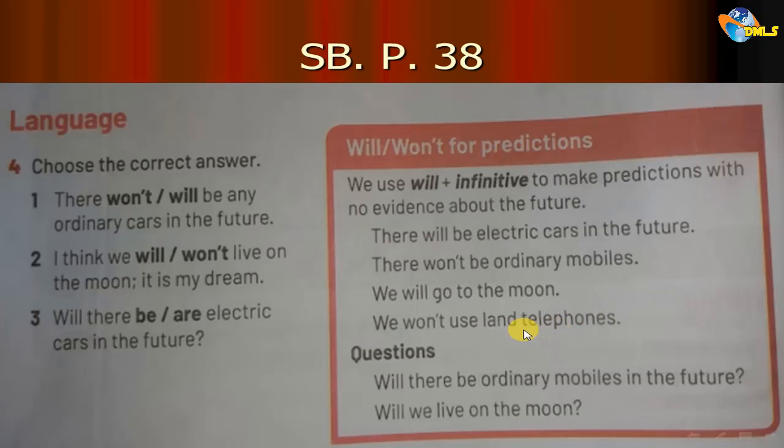Okay. The question here is, do I know that, or am I sure that these things are gonna happen? Of course not. I'm just predicting. So the meaning of prediction is to think that something will happen in the future, but you don't have evidence for what you are saying. For example, we'll go to the moon. Are you 100% sure that we're gonna go to the moon? Of course not. So, when I predict something in the future and I have no evidence, we use will.